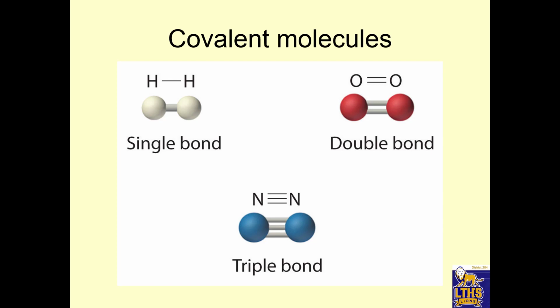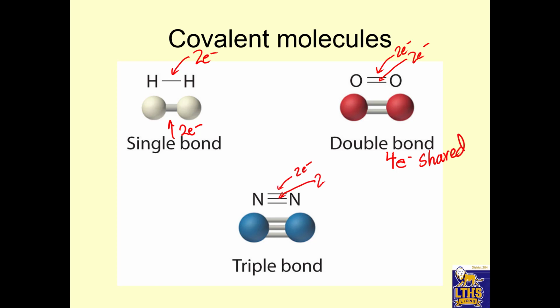So if they're sharing more than one pair of electrons, you get what are called multiple bonds. So hydrogen only makes a single bond, and this is 2 electrons being shared. A double bond, 2 electrons, 2 more electrons. So a double bond is 4 electrons being shared. And then a triple bond, 2 electrons, 2 electrons, 2 electrons. All right, so a triple bond is 6 electrons being shared.